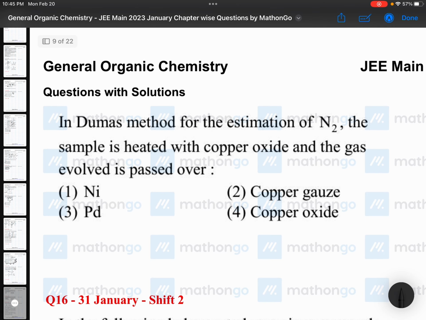Questions with solutions: in the Dumas method for the estimation of nitrogen, the sample is heated with copper oxide and the gas evolved is passed over copper gauze. Whatever gas is formed must be removed by treating with copper gauze. In the Dumas method, the nitrogen-containing organic compound when heated with CuO in an atmosphere of CO2 yields nitrogen. So that is copper gauze.